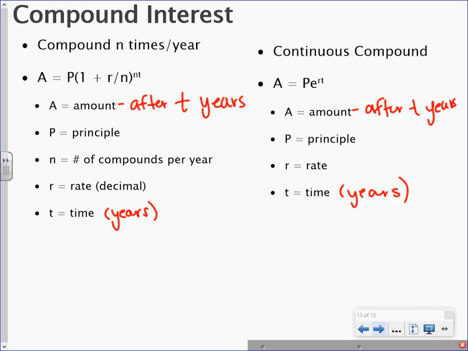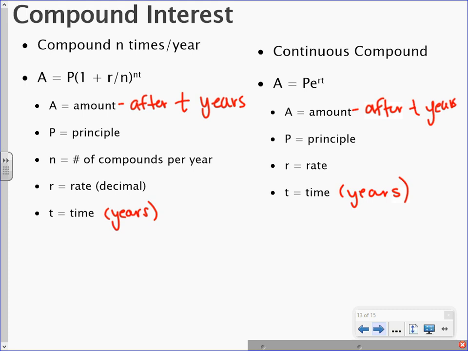Time is in years. Over here, if we compound so many times per year, it gets compounded monthly, it gets compounded quarterly, whatever. If it's quarterly, that's 4 times a year. If it's monthly, that is 12 times a year. If you see the words compounded continuously, that means it is always being recalculated, and that's when we use the e. PERT is when we are using continuous compounding.